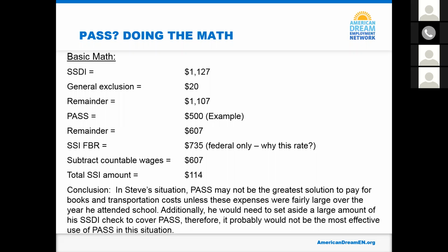So here's my conclusion, and I want to see if you agree with this. In Steve's situation, PASS might not be the greatest solution to pay for books and transportation costs, unless the expenses were fairly large over the year that he attended school, right? Because even in my example I've given you here, I'm saying he's got to set aside $500 a month, and that's a lot, and I don't know if it would be that big an expense or not. I doubt it. Additionally, he'd need to set aside a large amount of his disability check, as I showed you here, to cover PASS. Therefore, probably not the most effective use of PASS in this situation.